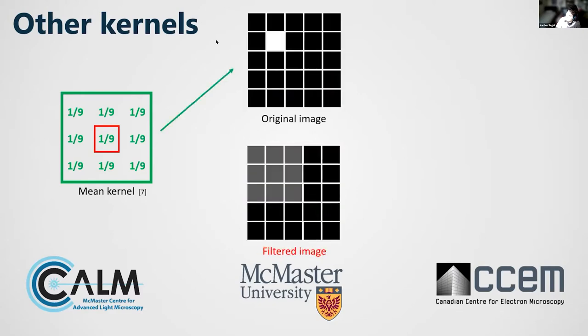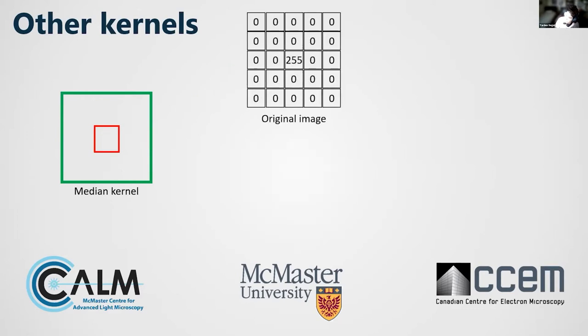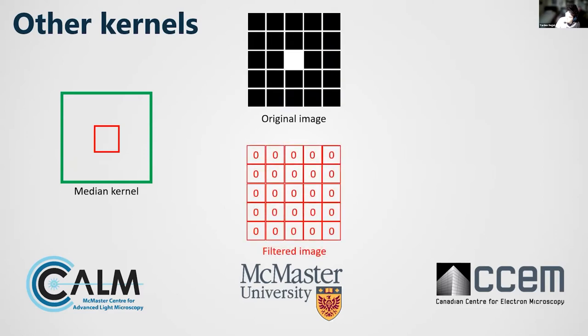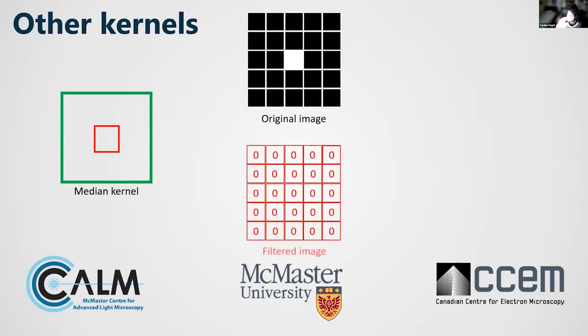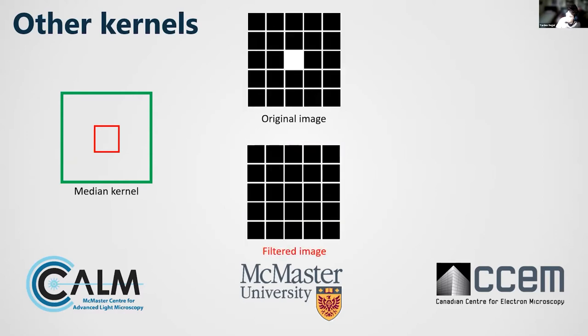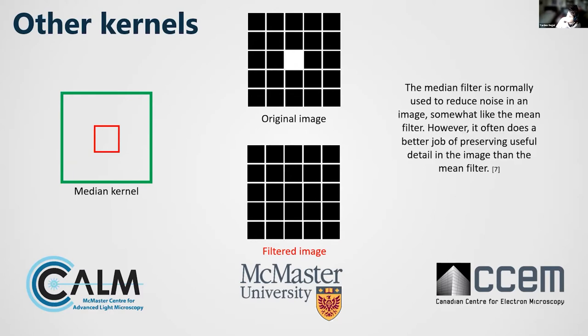Here's the mean kernel again. If we look at this as noise and move it to a different part, you can see that it gets smoothed and almost disappears. But these are obviously the extreme cases. We also have the median kernel, where you're taking the median of the neighboring pixels. When you do that here, the white dot disappears. So again, it's another way to reduce noise, similar to the mean filter, but it does a better job of preserving the image.